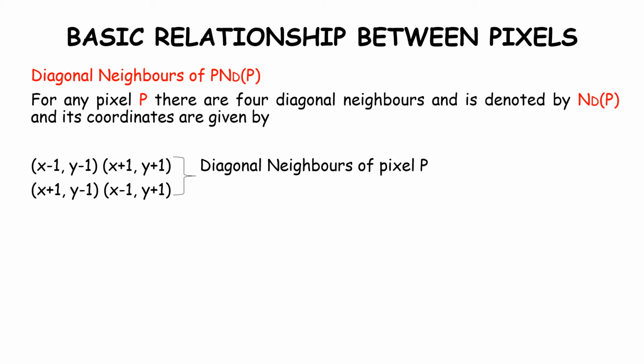Next, we are going to look at the diagonal neighbors of P, ND of P. For any pixel P, there are 4 diagonal neighbors, denoted by ND of P. Its coordinates are given by x minus 1 comma y minus 1, x plus 1 comma y plus 1, then x plus 1 comma y minus 1 and x minus 1 comma y plus 1. These are the diagonal neighbors of pixel P, and this is how the pixel takes its position.